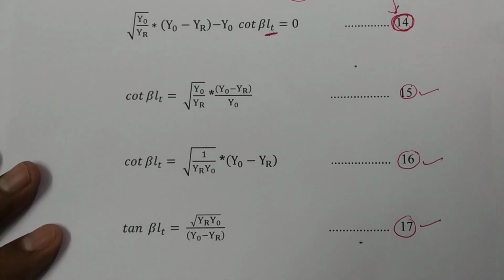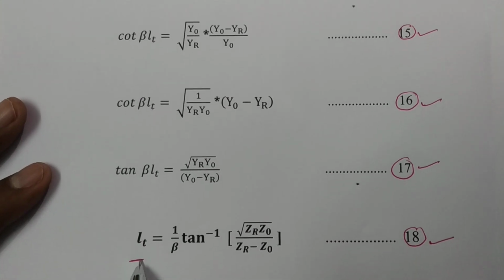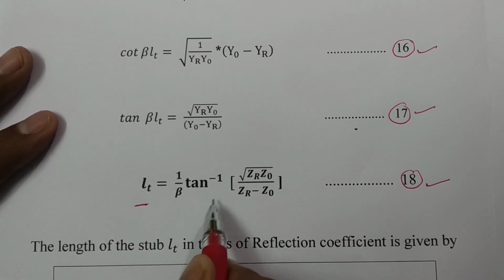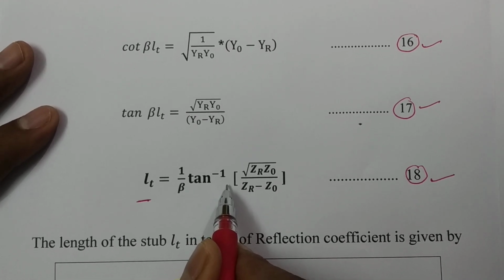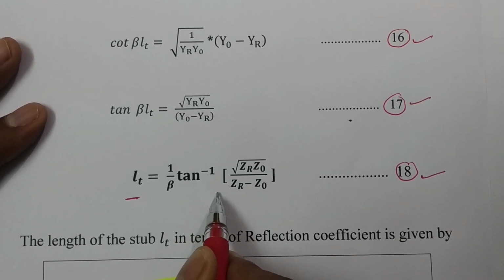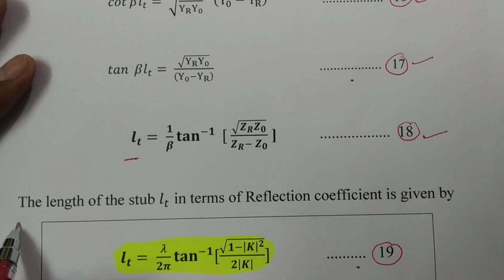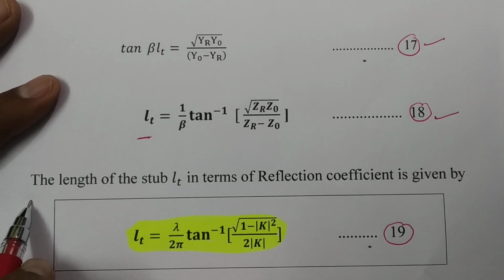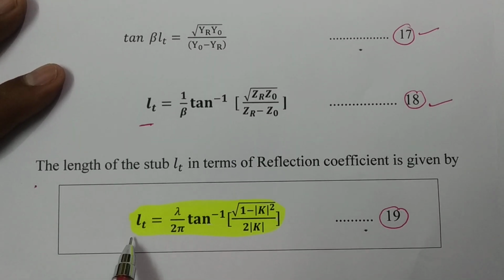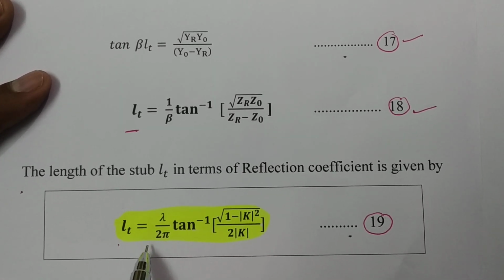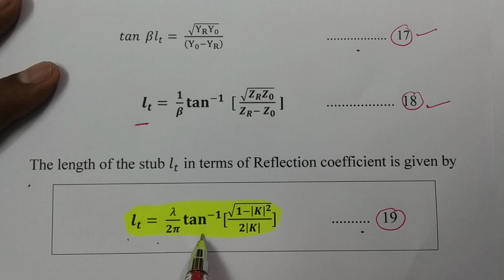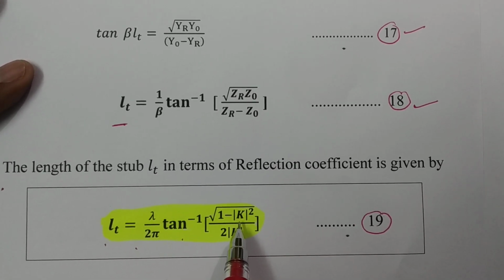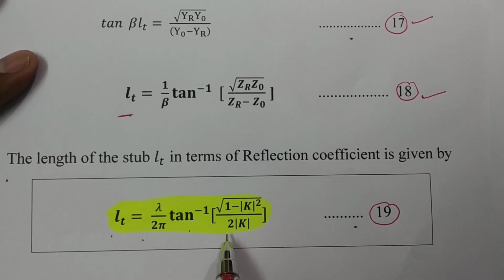Here the value of Lt, that is, the length of the stub, is equal to 1 by beta tan inverse root of ZR Z0 by ZR minus Z0. And also the length of the stub Lt in terms of the reflection coefficient is given by Lt equal to lambda by 2 pi tan inverse in bracket root of 1 minus mod K square by 2 mod K.